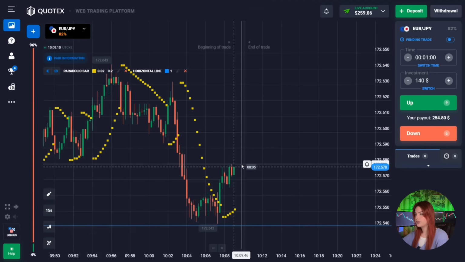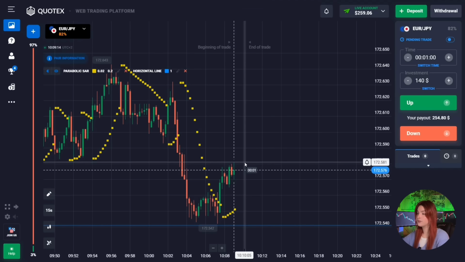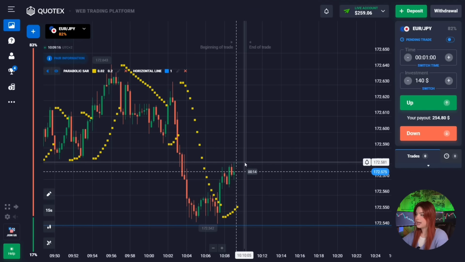Well, my dear traders, it's not bad at all. Here we got the profit. The price has indeed continued to move upward, and we have successfully predicted the further price movement. And the indicator also helped us in this, guys.